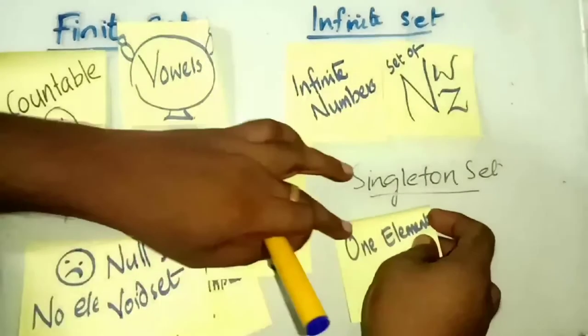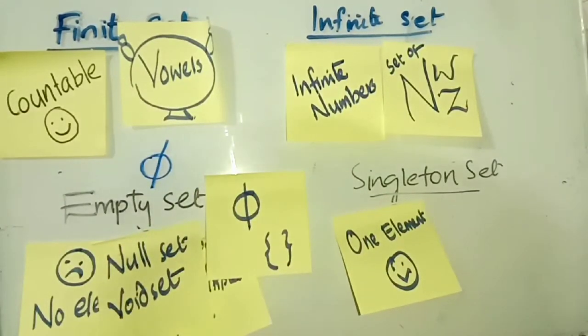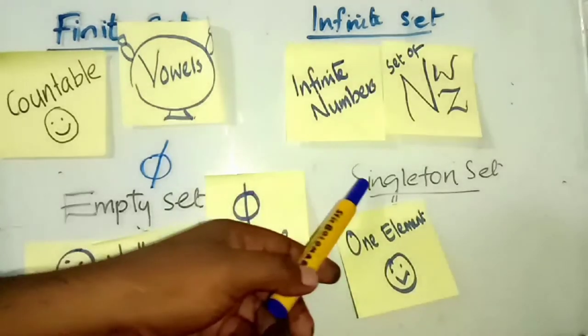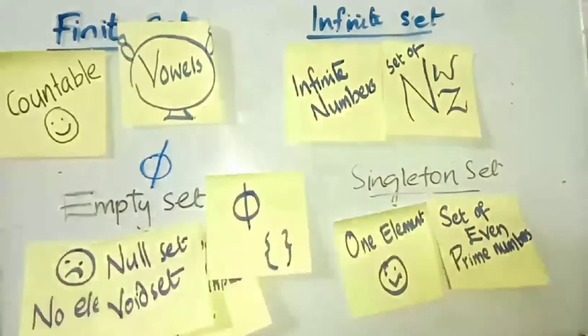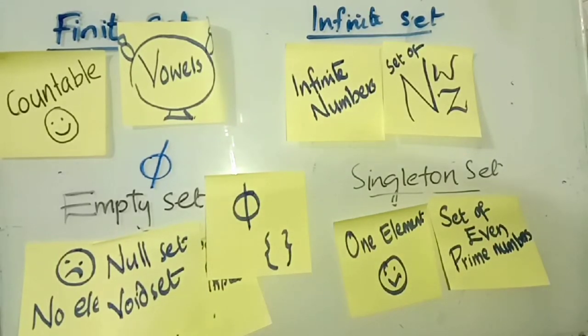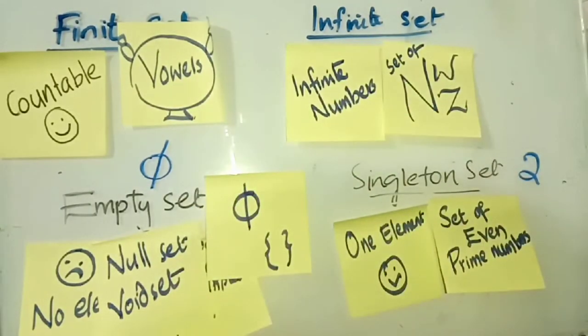If a set has only one element in it, then we can call such a set a singleton set. From the name itself we can understand singleton set. The set of even prime numbers is an example of a singleton set. Just remember which is the even prime number. There is only one even prime number, that is 2. Only 2 is an even prime number, no?